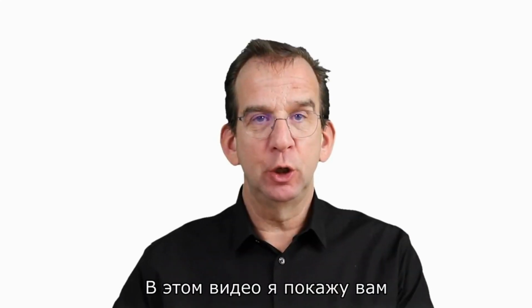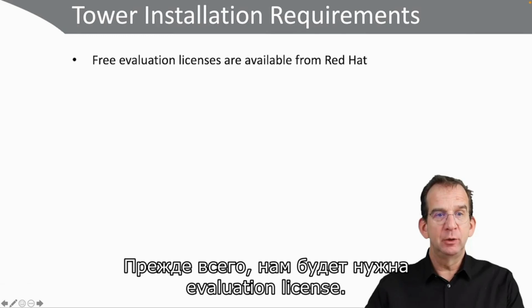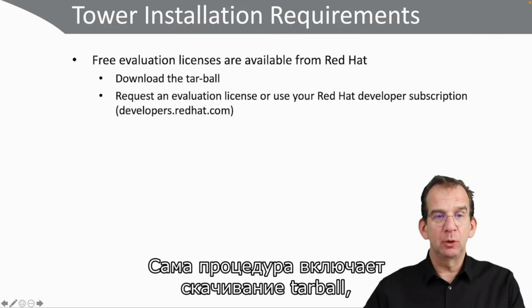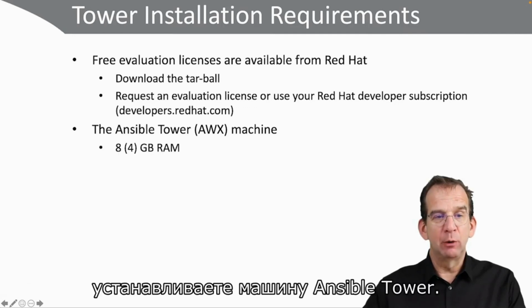In this video I will show you how to install Ansible Tower. So what are the installation requirements? Well, first you need a free evaluation license. The procedure itself consists of downloading the tarball, then you request the evaluation license, and then you need to set up the Ansible Tower machine.